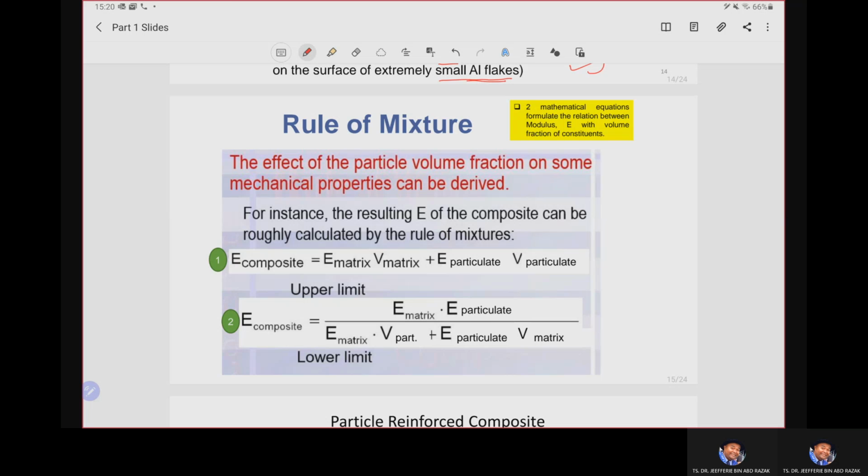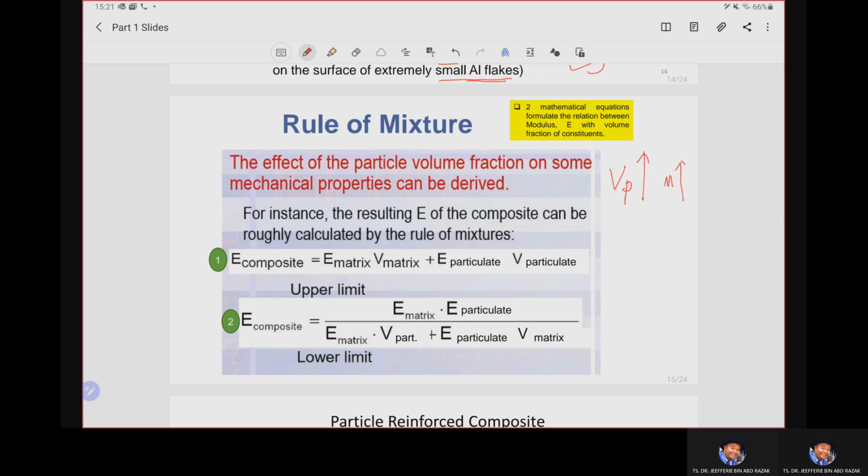The volume fraction of both phases may influence the result. We have the matrix phase, and we have the reinforcement phase, or the dispersed phase. All right. So the volume fraction of both phases may influence the resultant behavior of the composite. As a rule of thumb, we can say that the mechanical properties will be enhanced with the increasing particle content. So if the volume fraction of particles increases, the mechanical properties will also increase.